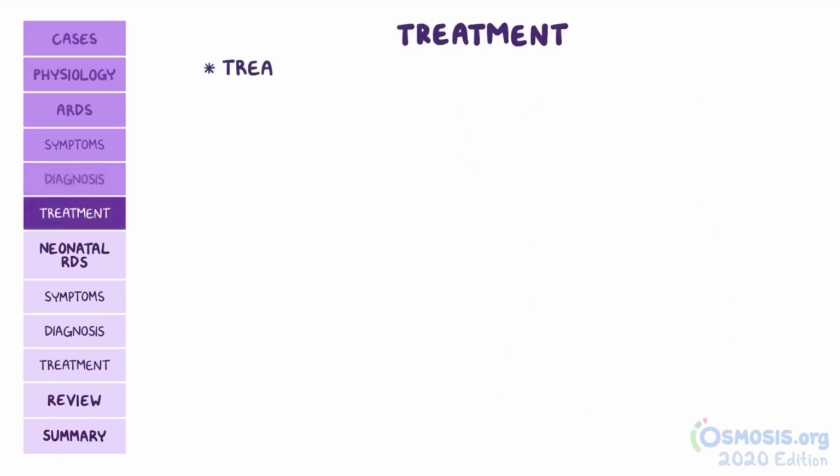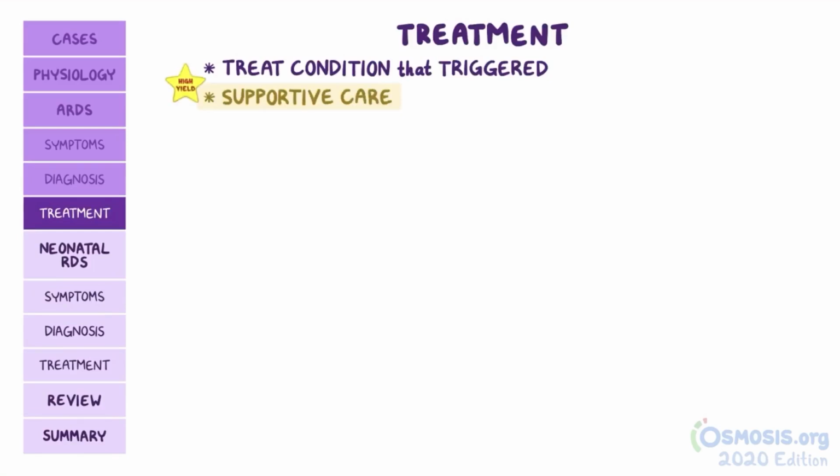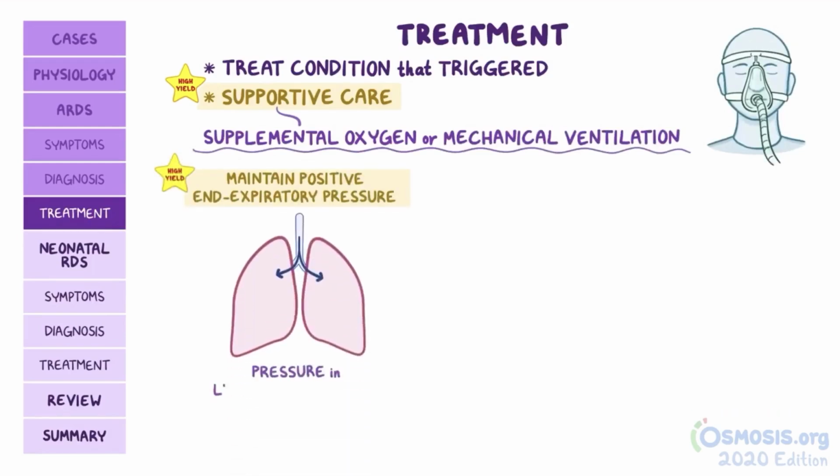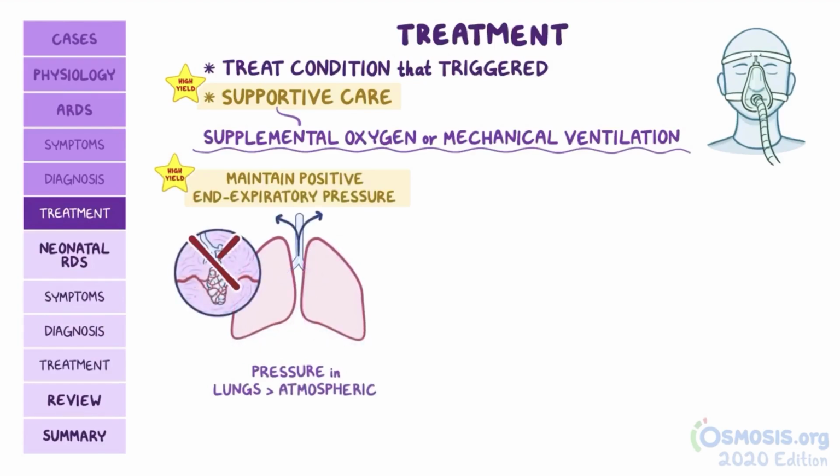Treatment of ARDS ultimately comes down to treating the condition that triggered it. However, the most important initial step is supportive care, like supplemental oxygen or mechanical ventilation. A high-yield fact to remember is that it's vital to maintain positive end expiratory pressure, which is where the pressure in the lungs is kept slightly above atmospheric pressure, even after exhalation, because this prevents the alveoli from collapsing.